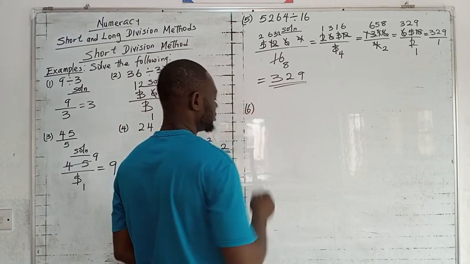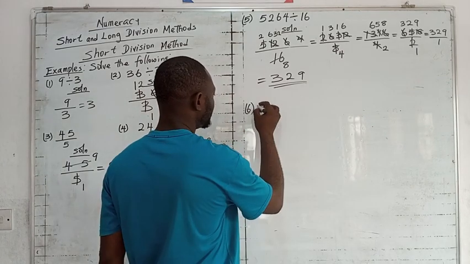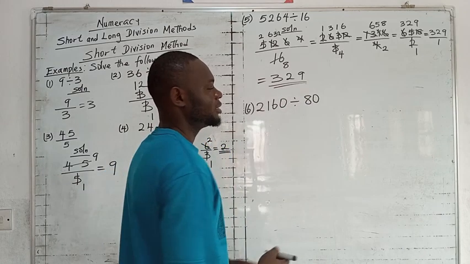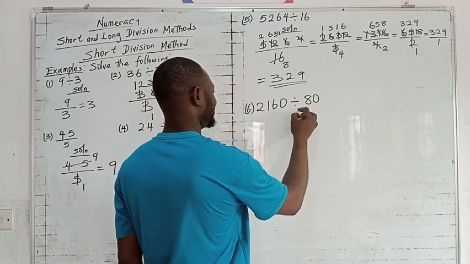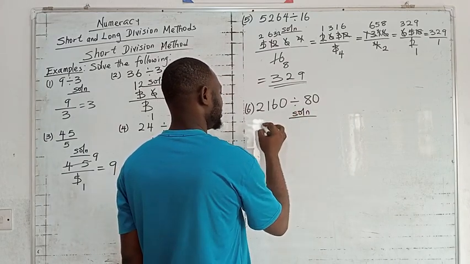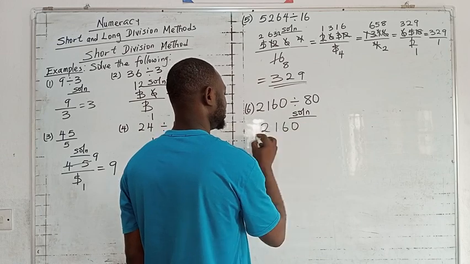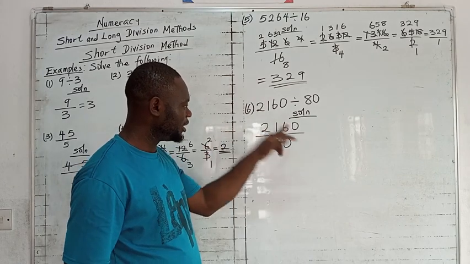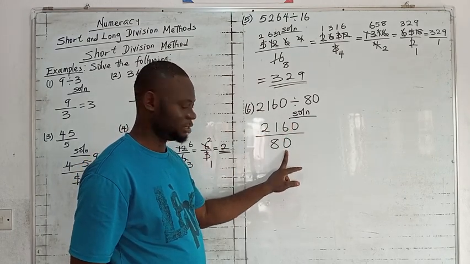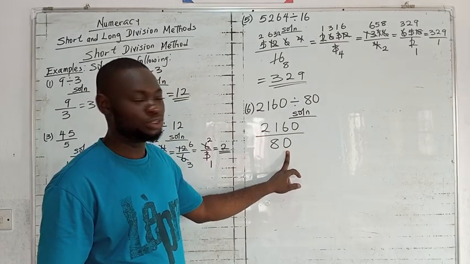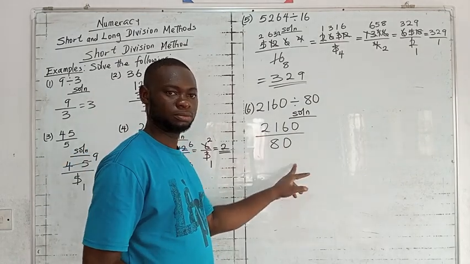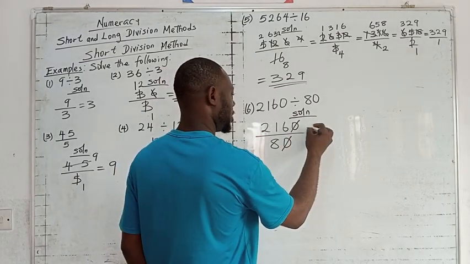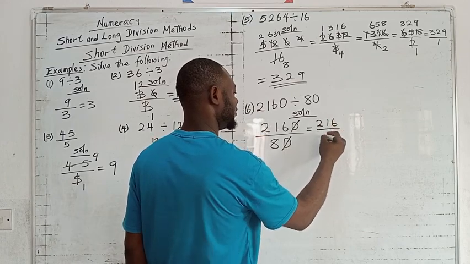Alright, let's solve this final example on short division. Example 6, here I have 2,160 divided by 80. Number ending in 0. Solution. 2,160 divided by 80. Now, whenever you have a number ending in 0, dividing another number ending in 0, it becomes simple. The first thing we need to do is to take away the zeros. Okay? So we can simply say that this 0 will cancel this 0. Now we are left with 216 divided by 8.